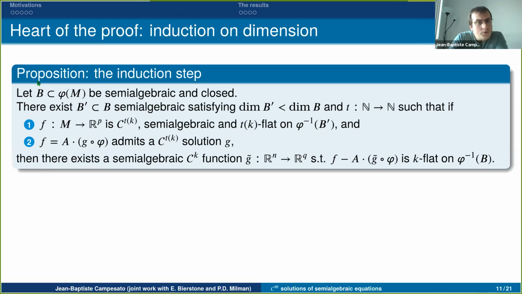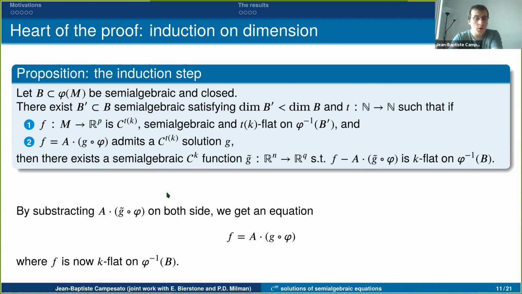Nonetheless, what I'm going to prove here is stronger than the common generalization as it was stated, because I'm not only going to work at the level of values, but at the level of Taylor polynomials. So when I say that you can solve the problem over B prime, actually I'm going to assume that there is a solution, let's say G, over B prime, and up to subtracting A times G composed with phi on both sides of the equality, we can assume that the constant term of this equation is flat. So all the derivatives up to a certain order are equal to 0.